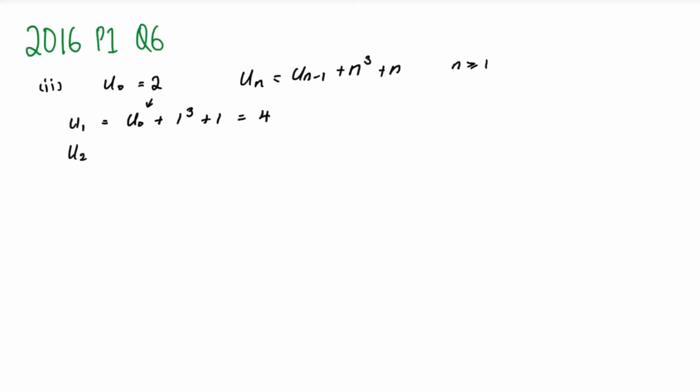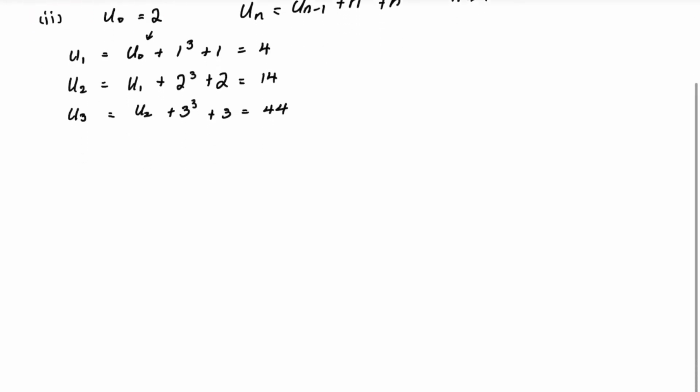And then you have u2, which is equal to u1 plus 2 cubed plus 2. And this will give you a total value of 14, now that you have found u1 is equal to 4. And lastly, you have u3, which is just going to be u2 plus 3 cubed plus 3. And this will give you a value of 44. So this part, I'm going through it very quickly because it's very simple. It's just simple substitution, and you'll be able to find the values of u1, u2, and u3 accordingly.